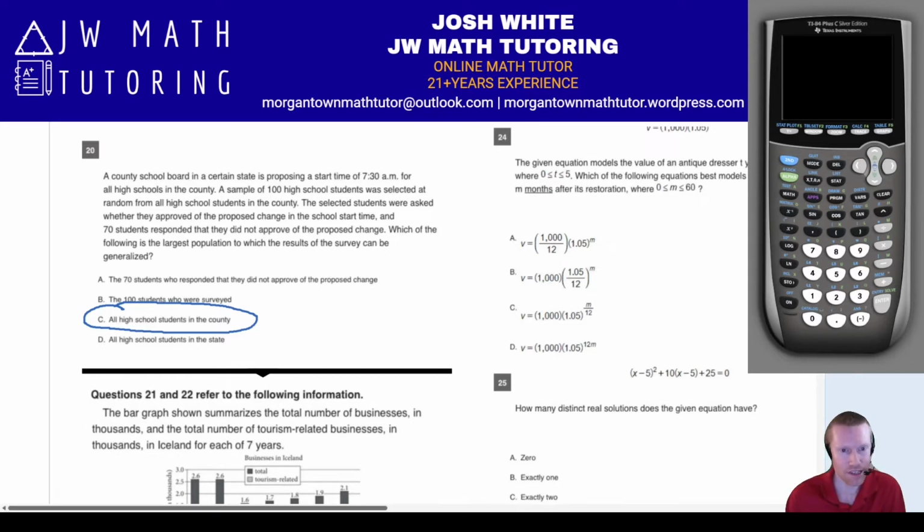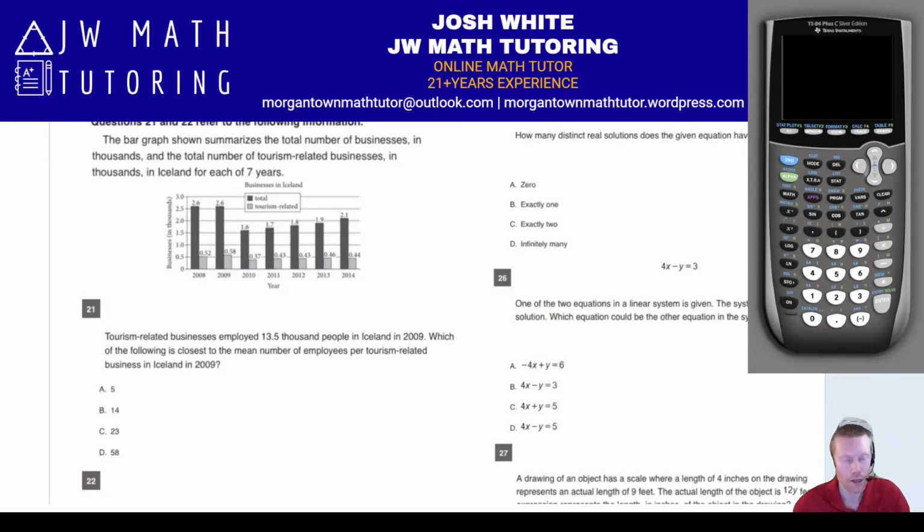So it's not just A and B, because those are just two small subsets. It's going to be letter C then, which is all students in the county, because you cannot apply this to all students in the state because you only surveyed students from one specific county. So in order to apply it to all high school students in the state, the survey would have had to have been done across the entire state. Because they only selected students from an entire county, that's the largest group or largest population that you could apply the results to. So correct answer is just letter C.